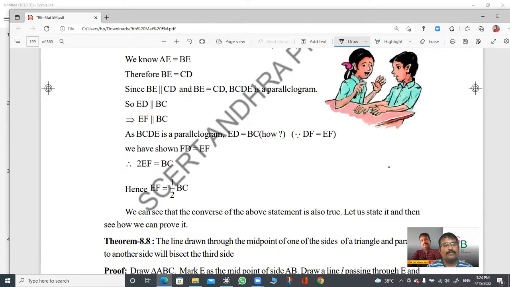Next, we have shown FD is equal to EF. So 2EF is equal to BC.